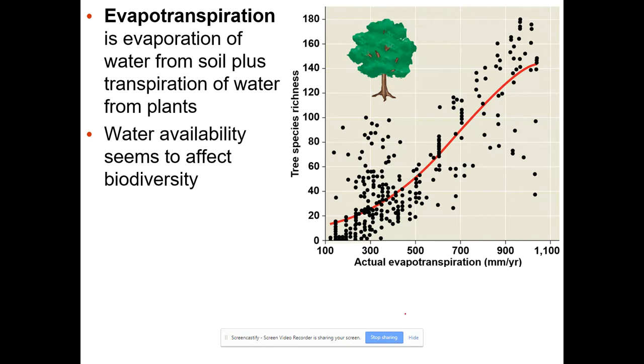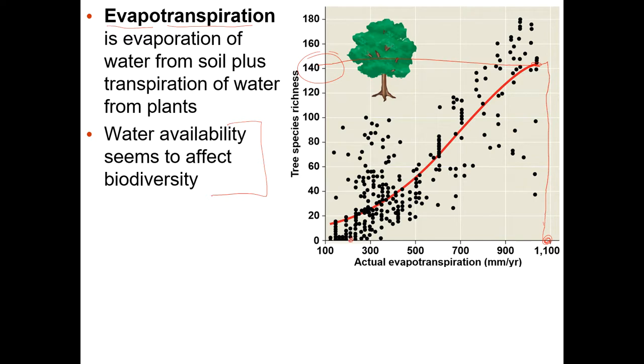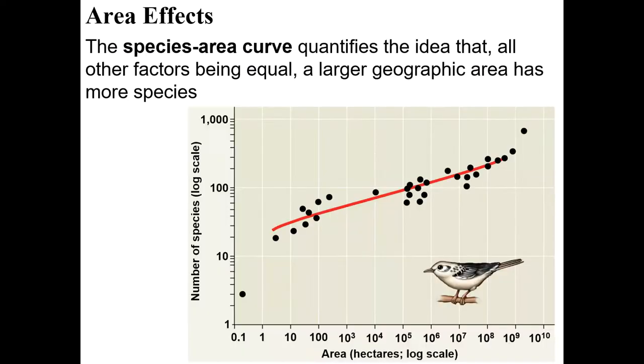And so you end up getting a lot higher species diversity toward the tropics. Another factor that affects species diversity is evapotranspiration. So evaporation, right? How much water evaporates from the soil or from wherever, and transpiration, evaporation out of plants, right? And so it seems that it's really water availability. And so if you have lots of water availability, you tend to have high species diversity. If you have very low water availability, you tend to have very low species diversity.